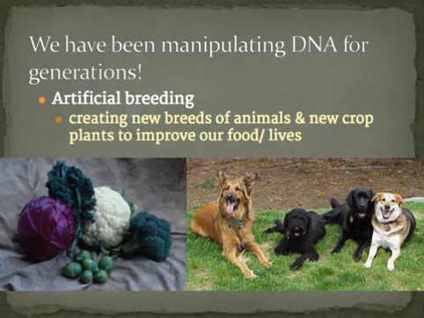That is a dog that was specifically created to have the qualities of a poodle and the loyalty of a Labrador, but also be hypoallergenic. The picture on the left: kale, cabbage, cauliflower, broccoli, Brussels sprouts, all of those were artificially bred from the exact same plant to be all of these different plants.